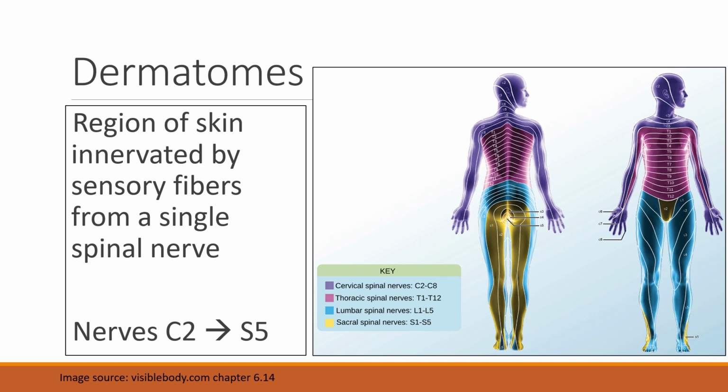And let's take a step back and look at kind of the bigger picture of sensation in the skin. And that's using the concept of what's called dermatomes. Now, here is an image from Visible Body that depicts dermatomes. A dermatome is basically a region of the skin that is innervated by sensory fibers from a single spinal nerve. Okay. Now, what does that mean?